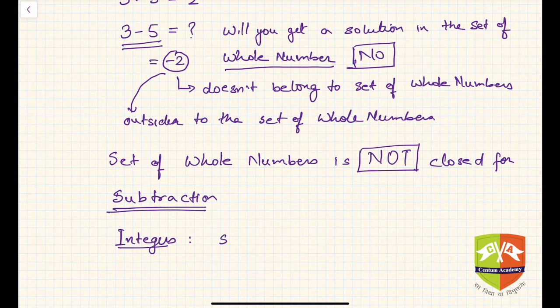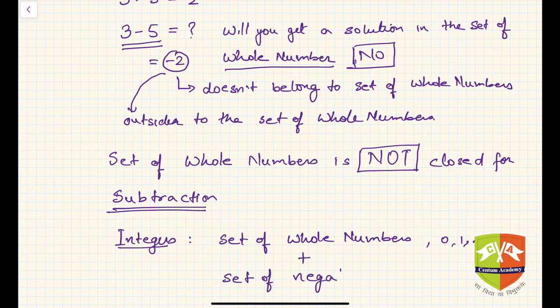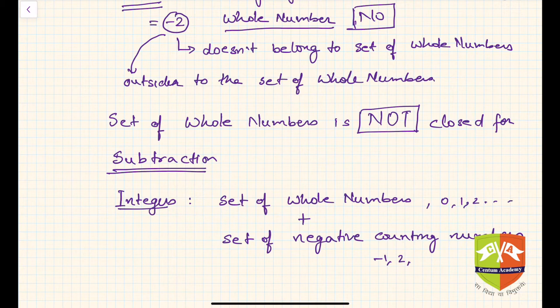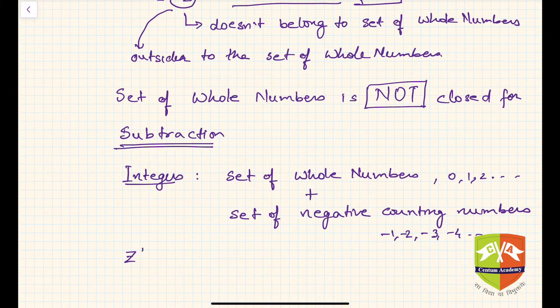Now integers are nothing but a set of whole numbers, that is 0, 1, 2 and all that, plus a set of negative counting numbers, and those are minus 1, minus 2, minus 3, minus 4 and so on and so forth, guys, right? So we have now found a new set of numbers, and those are called integers. Now the set of integers is denoted by Z, and Z is for Zahlen. It's a German word, Zahlen, that means numbers, okay?